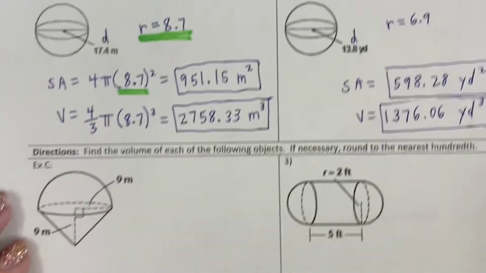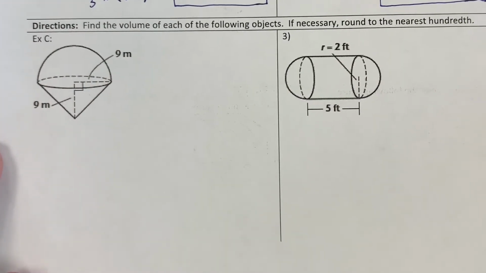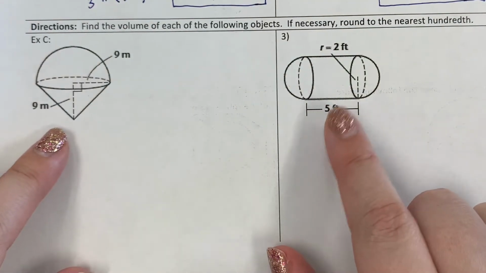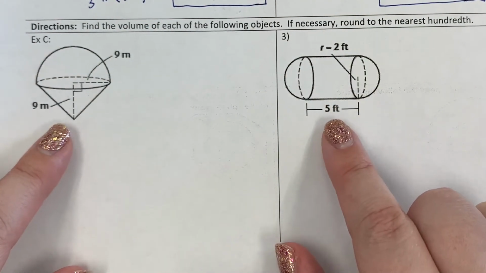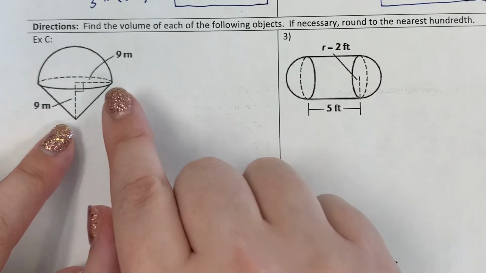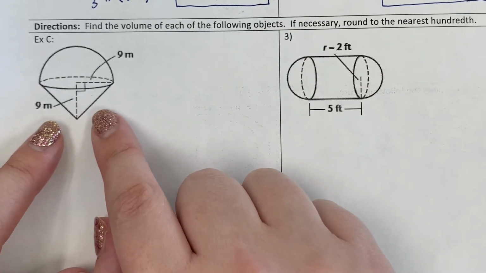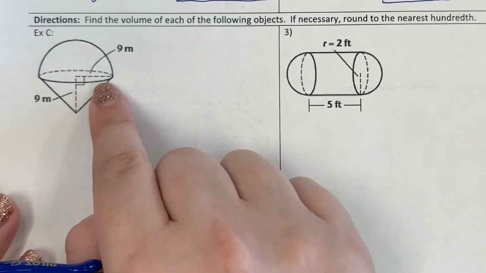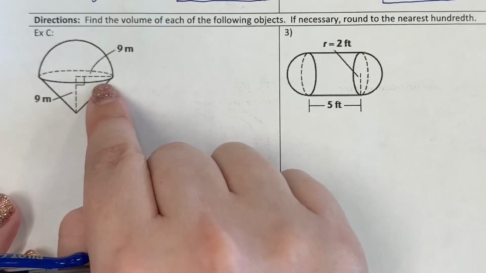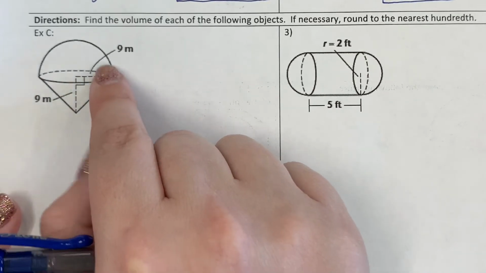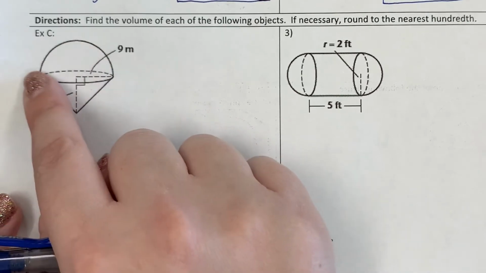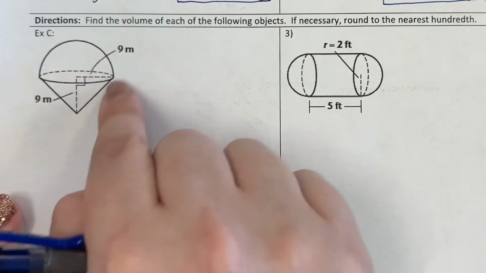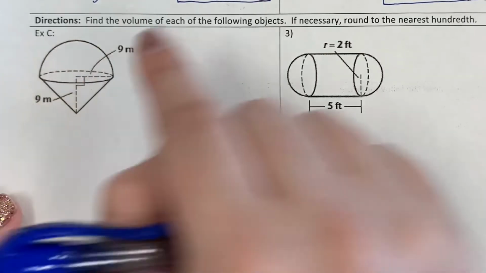So example C, our directions tell us to find the volume of each of the following objects. And if we look at these, we don't just have a sphere, we have kind of a funky looking object. And in example C, this looks a lot like an ice cream cone to me, where I have a cone on the bottom, and we were just working on cones. And then on the top, it's like I have half of a sphere, or you could call it a hemisphere, half of a sphere here. It's not a full circle, not a full sphere, but half of it.